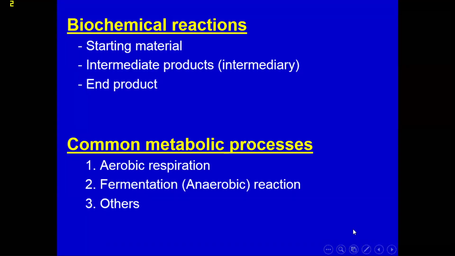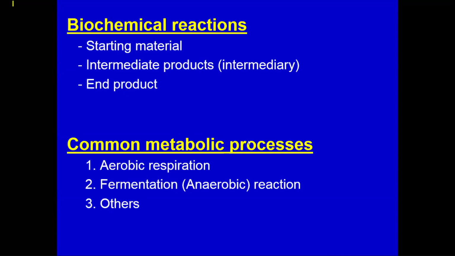Biochemical reactions have different materials. The starting material that starts the reaction, and intermediate products, intermediary, we call them, and the end product. These are just terms that we might use during our course. So starting material, intermediate materials, and end products.